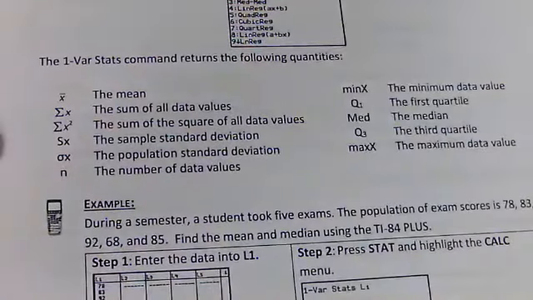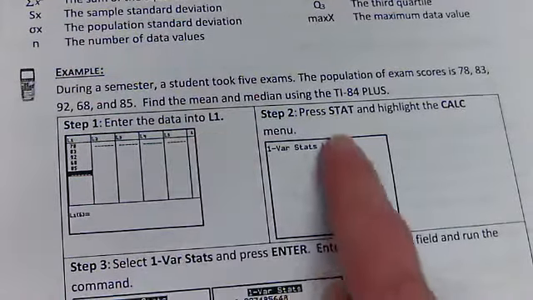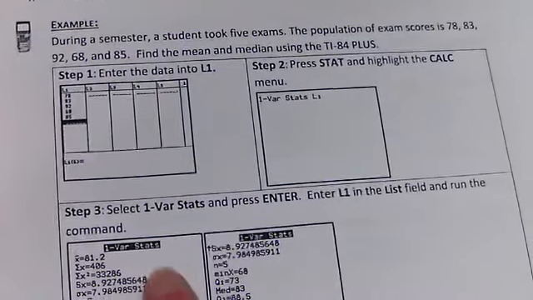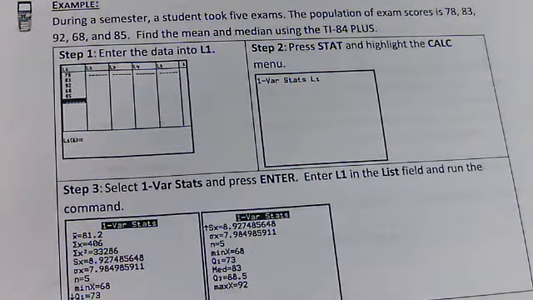Now, so this is how you would do it step by step, entering the data, press stat, go to calc, one variable stats, and we get this wonderful list of all the data.